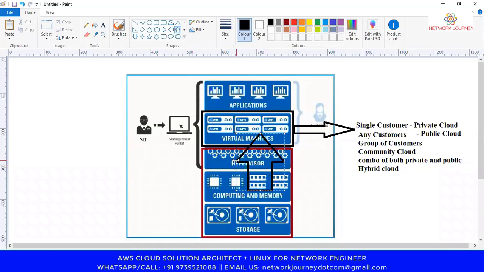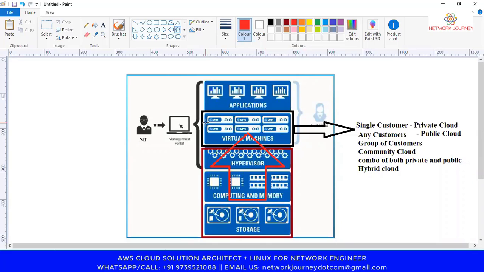Okay. So by means of hypervisor only, you are able to convert the physical hardware into virtual machines as virtual hardware. Got it now? So for this, you need a hypervisor. So hypervisor is a software. By means of hypervisor software, you can convert the physical hardware into virtual hardware. By means of virtual hardware only, you are able to make this virtual machine.